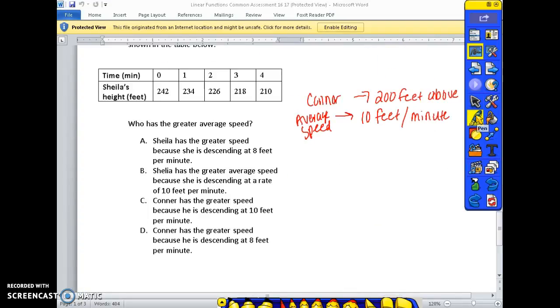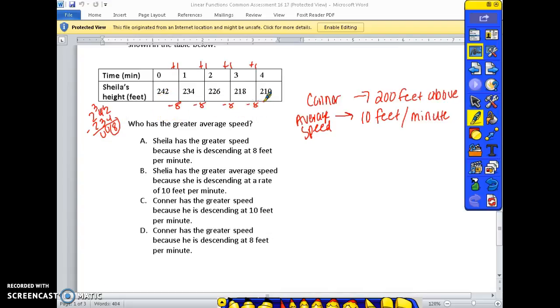All right, number 14 is about Connor and Sheila. It says that Connor starts at a cliff that's 200 feet above sea level and he descends at 10 feet per minute. Sheila, to find hers, we're going up 1 each time for our x. 242 minus 234. We can't subtract 2 from 4, or 4 from 2, but we can do 12. 12 minus 4 is 8. 3 minus 3 is 0. 2 minus 2 is 0. So we're subtracting 8 each time.